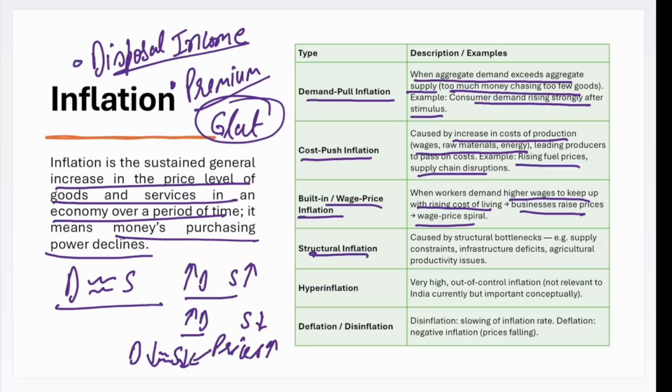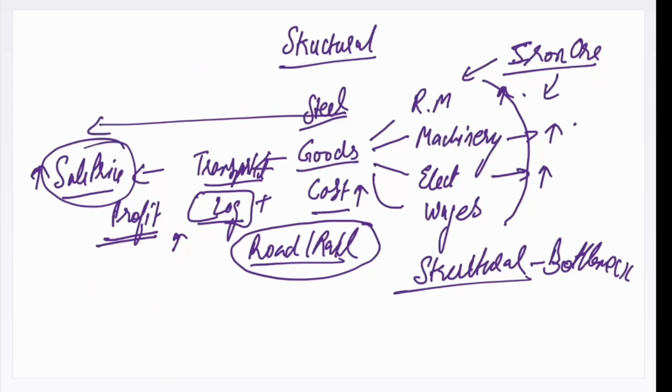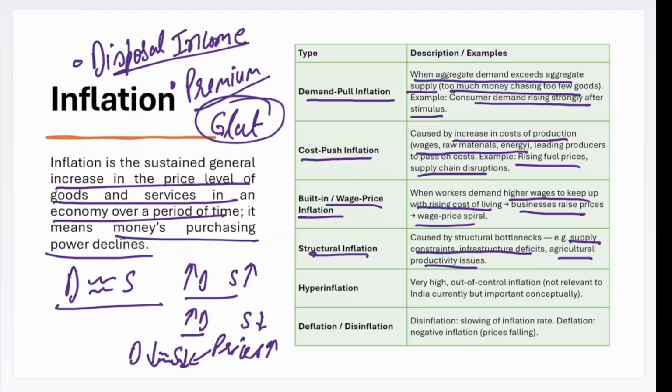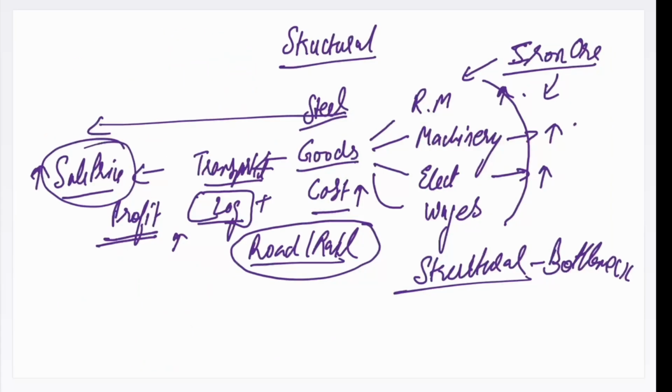Caused by structural bottlenecks like supply constraints, infrastructure deficits, agriculture productivity issues. See the same point, rather than iron ore, if we take it as a food item, it also has the same repercussions. So this is a very important aspect to understand. Now there can be another kind of inflation we call hyperinflation. So what is hyperinflation?